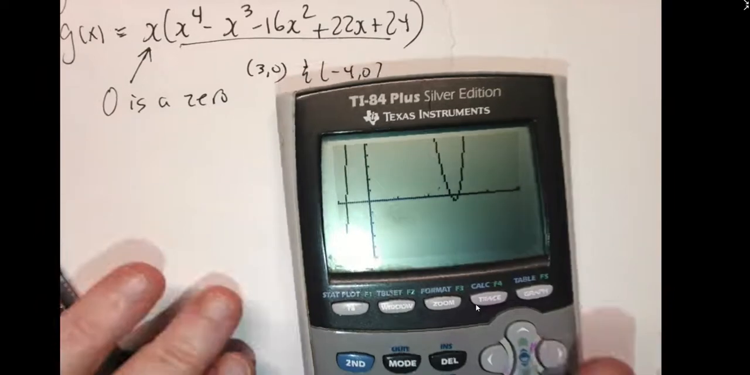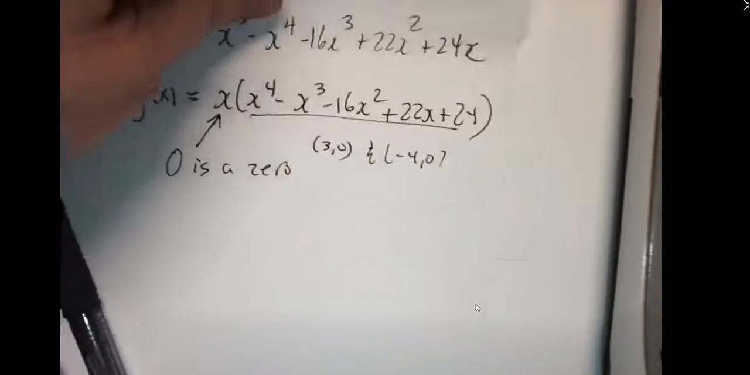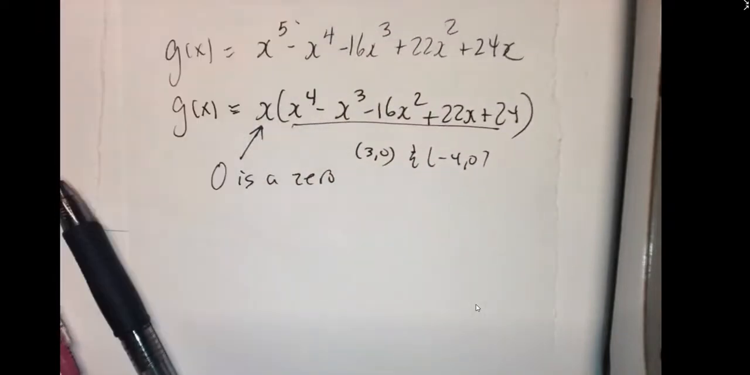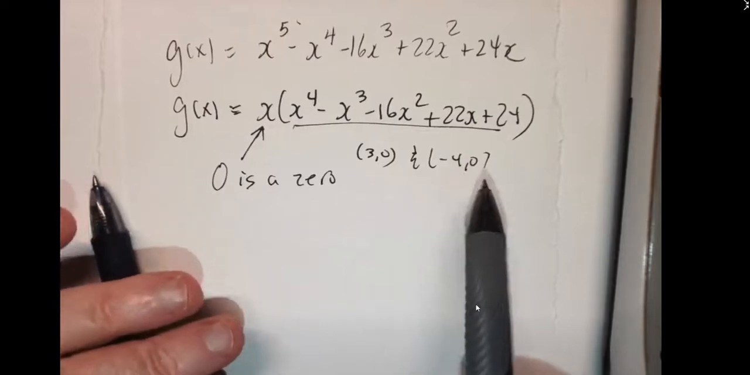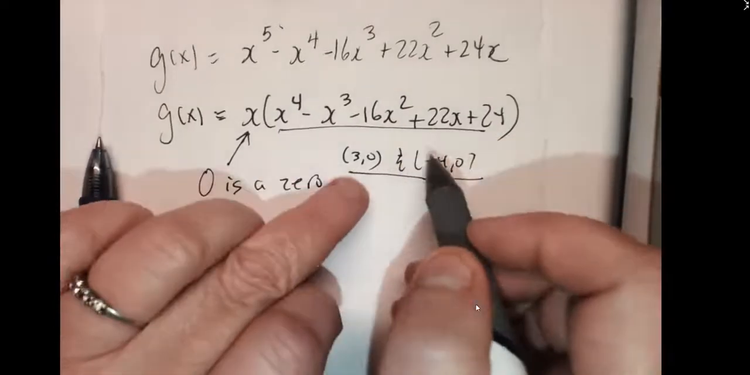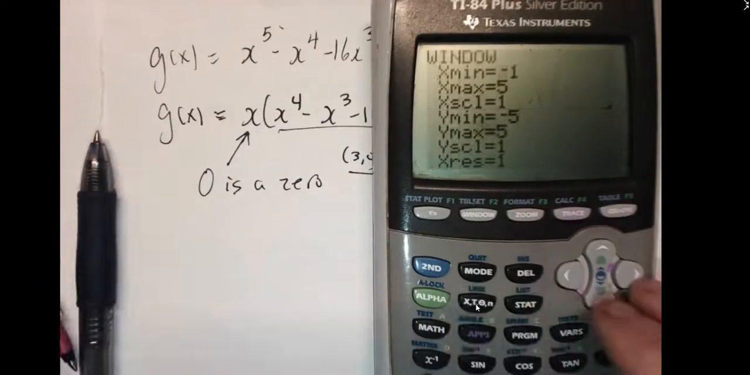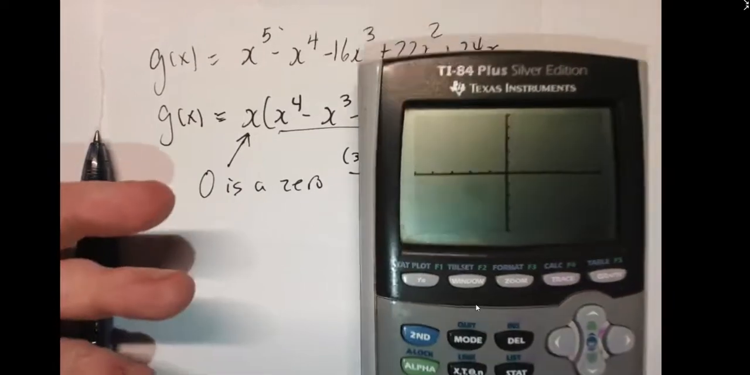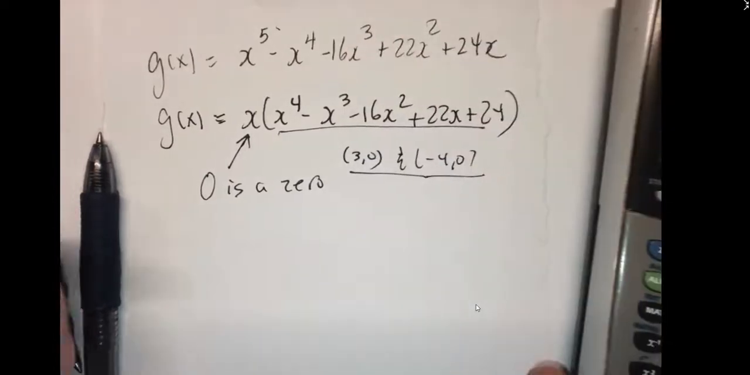So it looks like I'm going to have 4 distinct x-intercepts, which will mean 4 real zeros, but I can see that 2 of them are integers, which are nice, 3, 0 and negative 4, 0. So these are the ones that are easy to see. There's actually 4 distinct ones, but negative 4 and 3 are the easy ones to see.